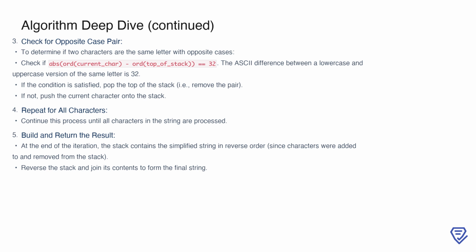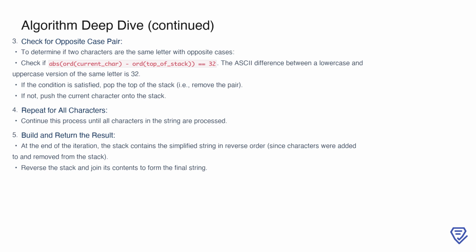Now, let's break down the process of checking for opposite case pairs. To determine if the current character and the top of the stack form such a pair, we calculate the ASCII difference between them. Specifically, the condition abs(ord(current_char) - ord(top_of_stack)) == 32 confirms that they are the same letter in opposite cases. If this condition is met, we pop the top character from the stack to remove the pair. Otherwise, we push the current character onto the stack. This ensures that only unmatched characters remain in the stack.